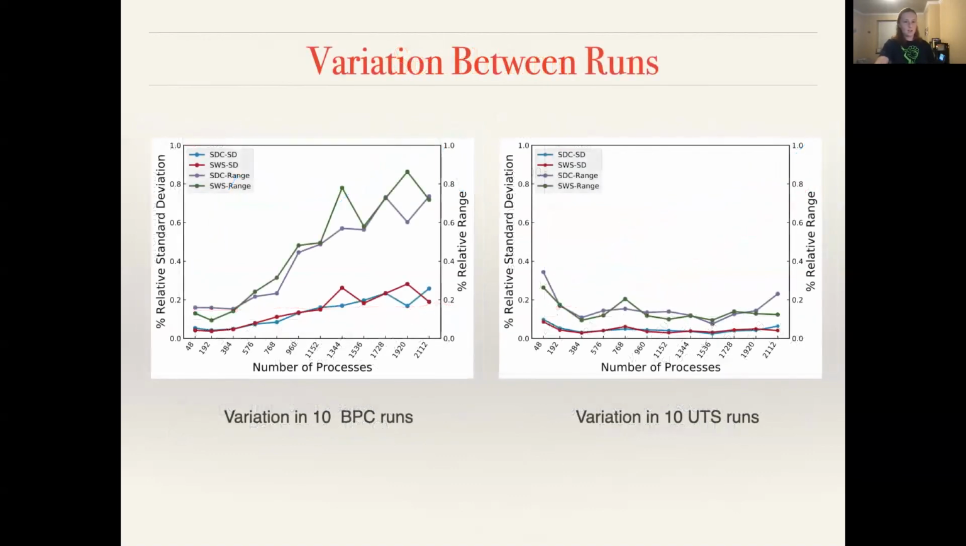So this is the variation between runs. All of our stats were gathered by averaging 10 runs of the benchmarks. So we have the relative standard deviation, which you can see is pretty consistently under 0.2%, which means that our results and the program performance overall is extremely consistent.